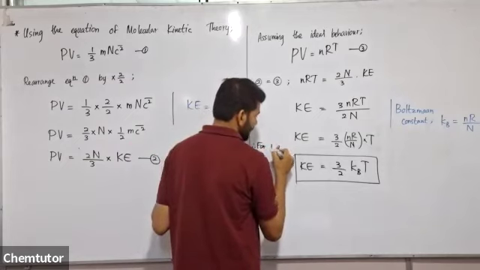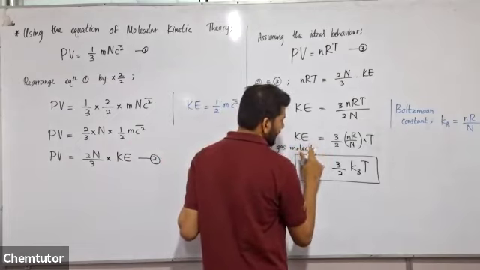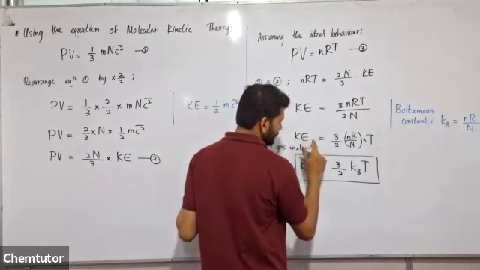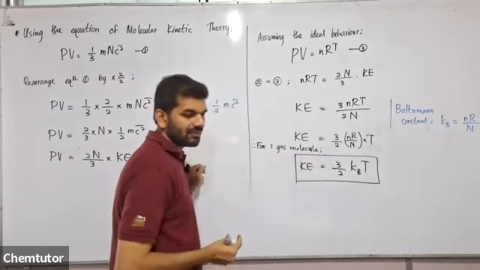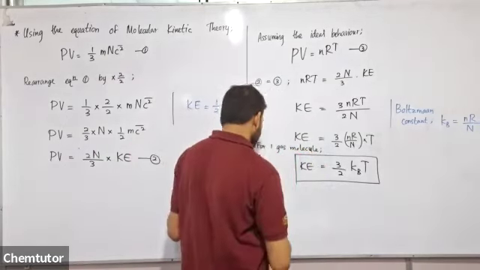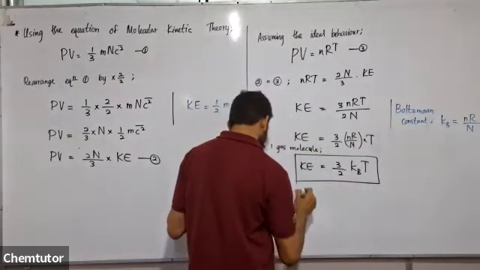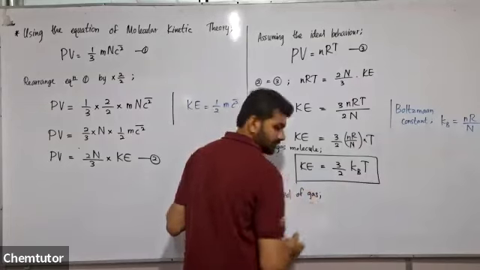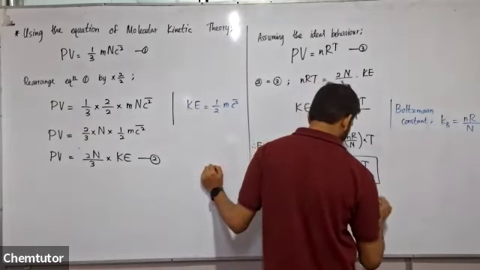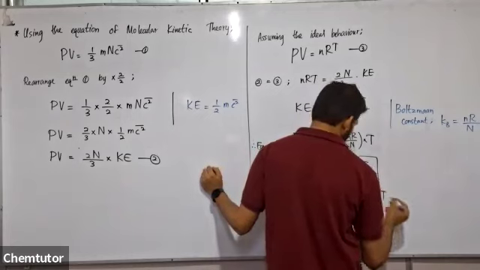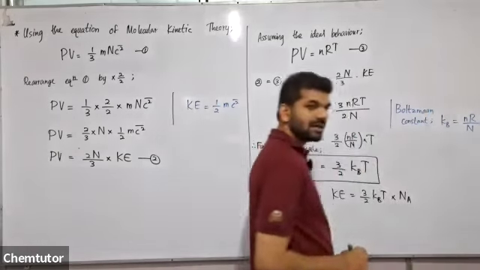For one gas molecule. Now we know that there are Avogadro number of molecules in 1 mole. Then we can say, for 1 mole of gas, the kinetic energy is equal to 3 over 2 kB times T times N_A. N_A is the Avogadro number.